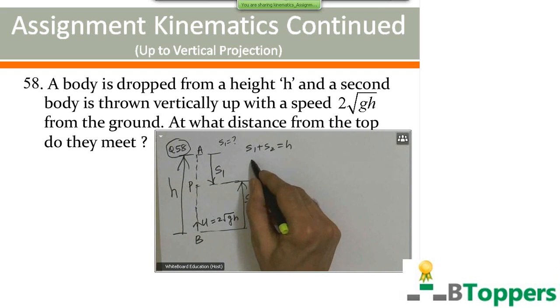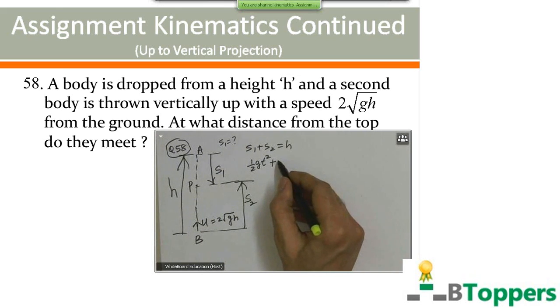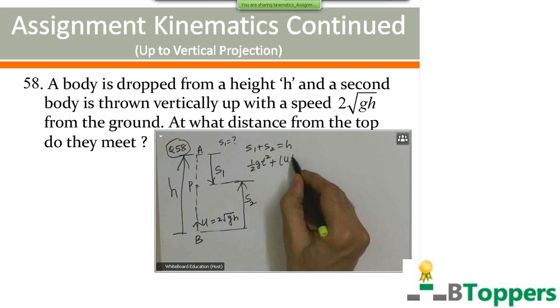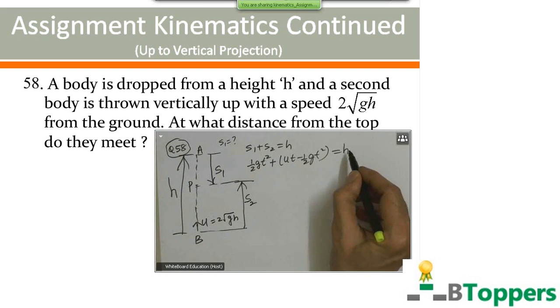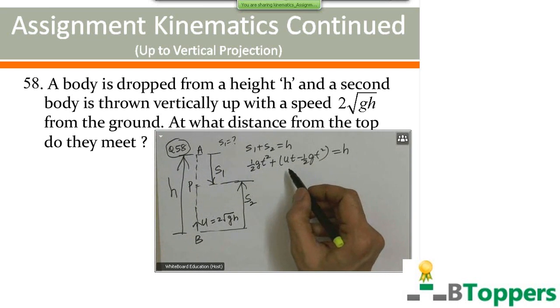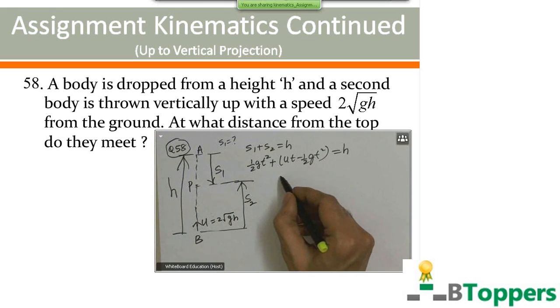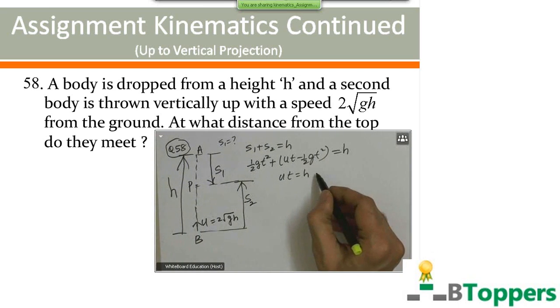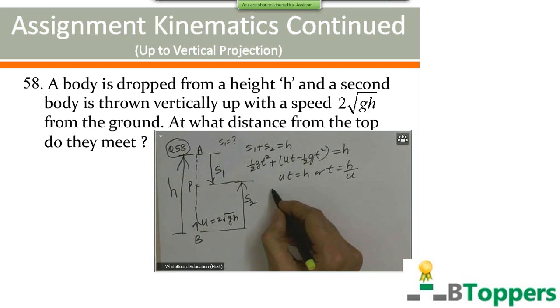So s1 is the distance covered by the first body, which falls freely under gravity. Let us suppose the two bodies collide or meet at the point P after time t. So s1 can be written as half g t squared. The second body is projected vertically upwards with initial velocity u from the point B. So the displacement of the second body from its initial position in the upward direction is s2 equal to ut minus half g t squared. You can add s1 plus s2: minus half g t squared plus half g t squared gets cancelled, so you get ut equal to h. So the time after which the two bodies meet each other is given by h by u.